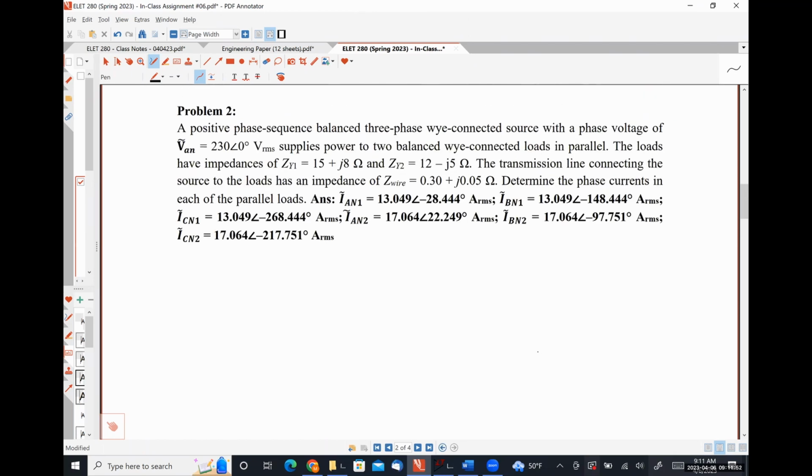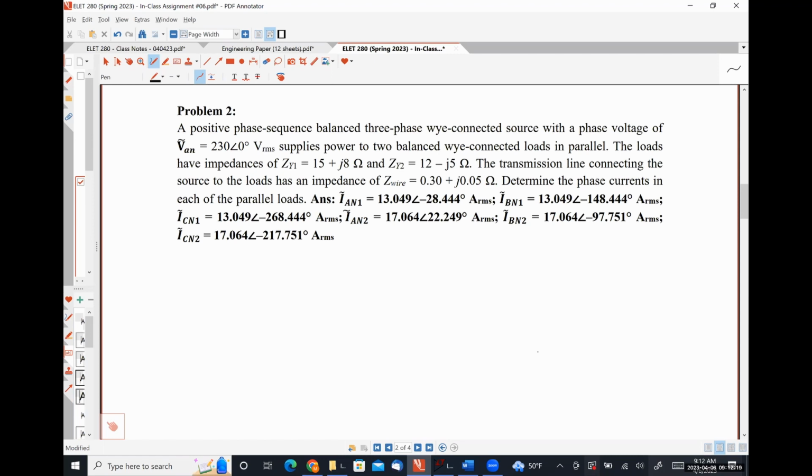So we have a positive phase sequence, balanced three-phase Y connected source with a phase voltage of VAN equal to 230 angle 0 degrees volts RMS that is supplying power to 2 Y connected loads in parallel. Just as a heads up, the only way that you can combine loads in a three-phase system is in parallel. Like there physically isn't a way to make a series connection.